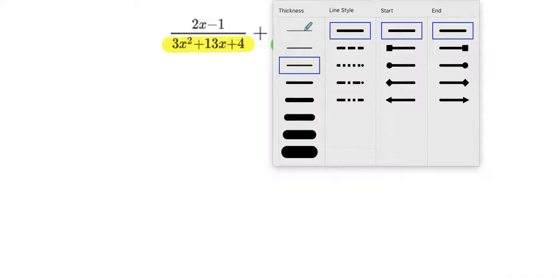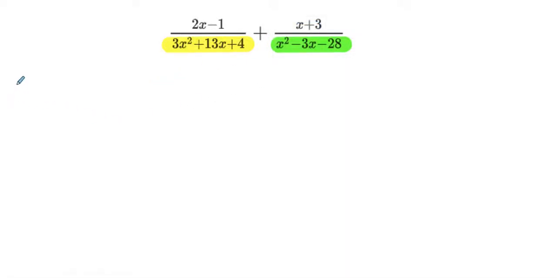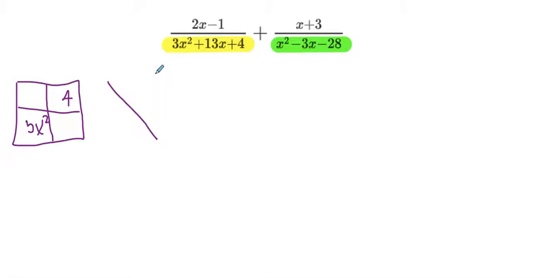First thing that I want to do is factor 3x squared plus 13x plus 4. I will box and diamond that. 3x squared, 4. Now what are they doing? Oh yeah. We are wondering what multiplies to 12x squared, adds to 13x.